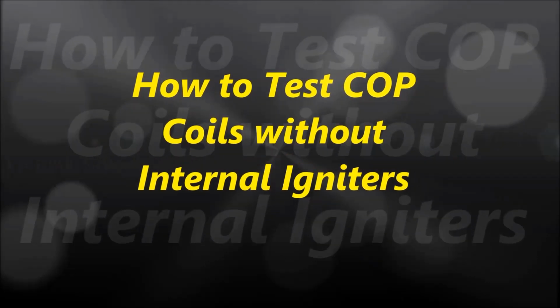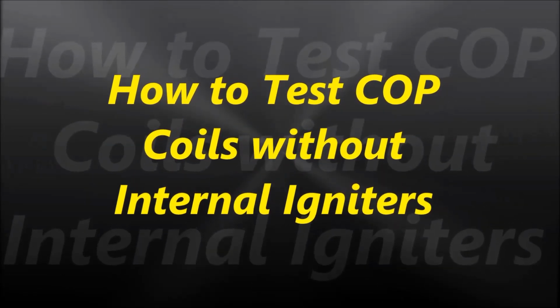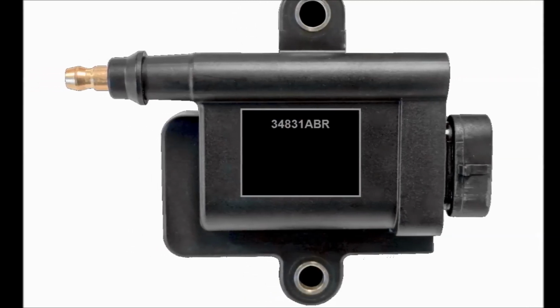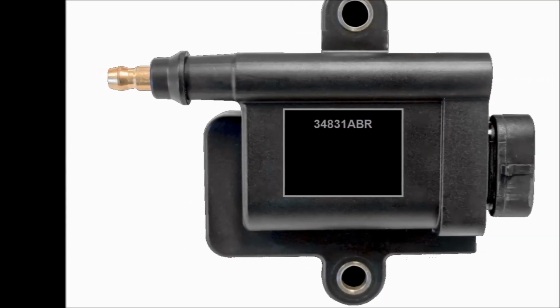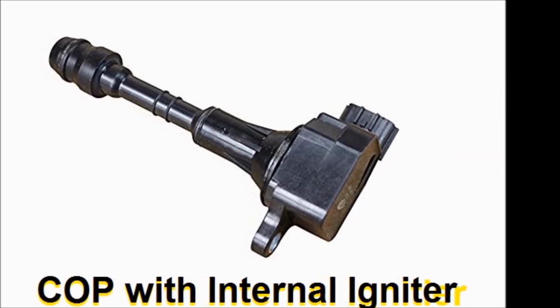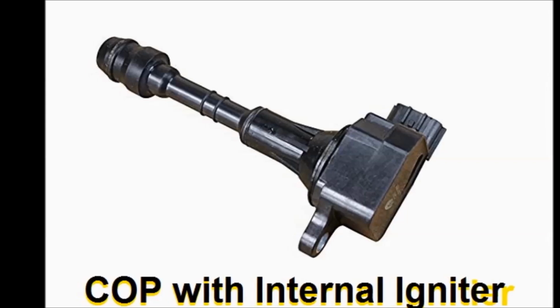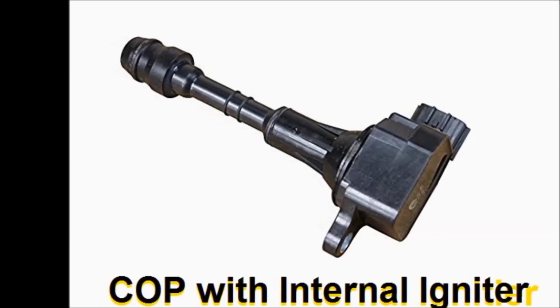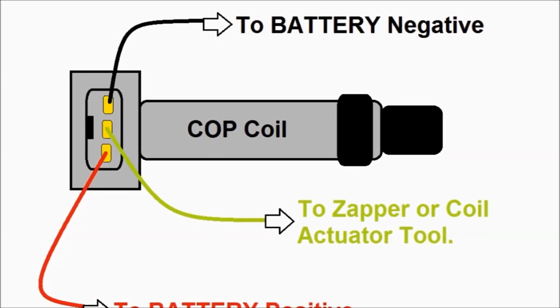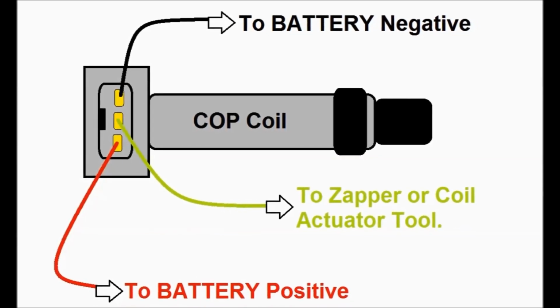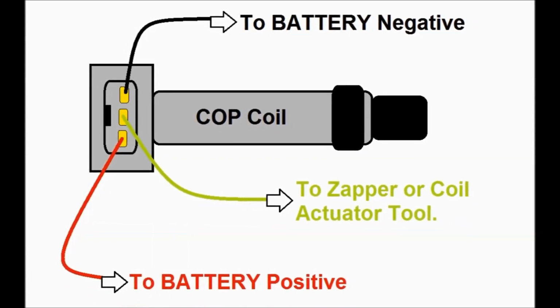Hello everybody, and welcome to another video. Today's video is about testing coil-on-plug ignition coils without internal igniters. Now this particular video is also good for any other coil that's a two-prong coil, which is similar in electrical connections to a coil-on-plug unit without an internal igniter. On screen, we just saw a coil with an internal igniter. The only reason you'll know that is because it has three prongs or more. So if it's got three wires coming out of it or more, it has an internal igniter. So be mindful of that when testing.